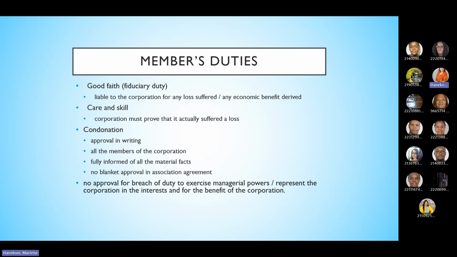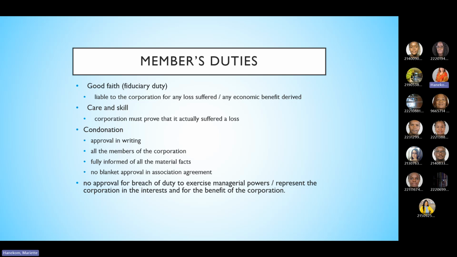This condonation can only be given at a particular time if there was a particular breach. All the members are aware of the material facts and can make up their mind, make a decision, do they wish to condone this or not.